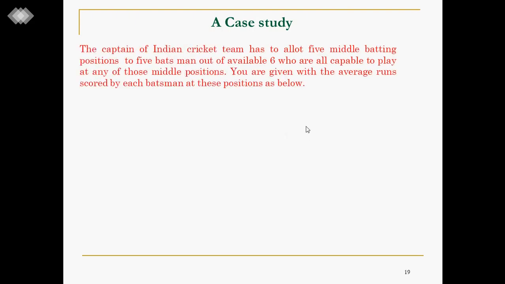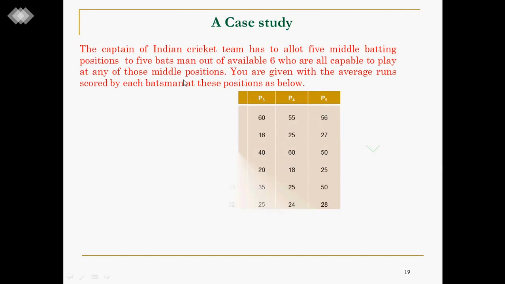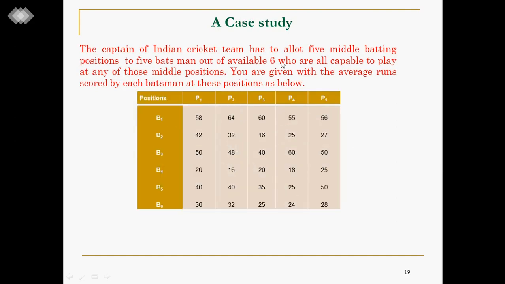Now let us take a case study of how we can apply the assignment problem in a realistic way. The captain of the Indian cricket team has to allocate 5 middle batting positions to 5 batsmen, out of the available 6 who are all capable of playing at any of those middle positions. You are given the average runs scored by each batsman at the specified positions. So there are 6 batsmen and 5 positions. Of course, it is unbalanced, no? You have to make it balanced by adding another position, that is a dummy position with zeros.